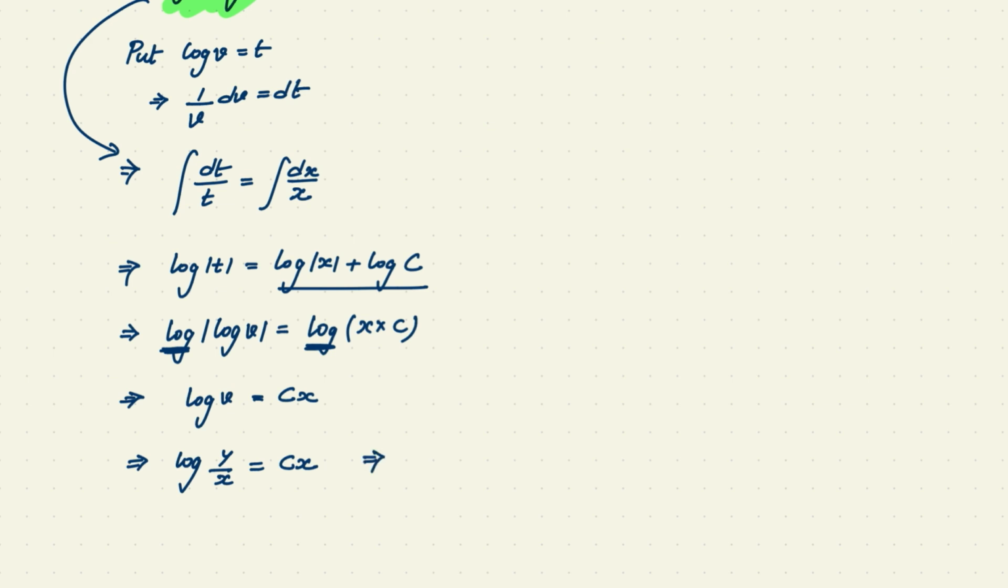So, this implies y over x equals e to the power cx. You can operate on both sides with the exponential function. That means the value of y, or the solution of this homogeneous differential equation, is x into e to the power cx. You might get a little bit confused, but be with me and let us see a few more questions, then I think it will be much easier afterwards.